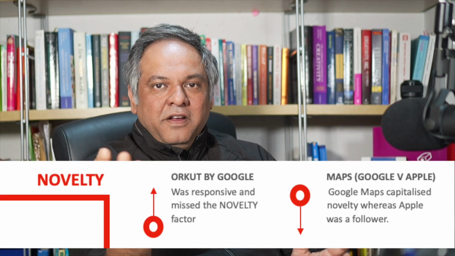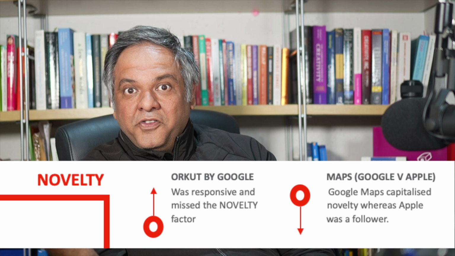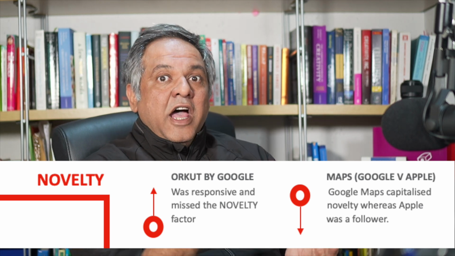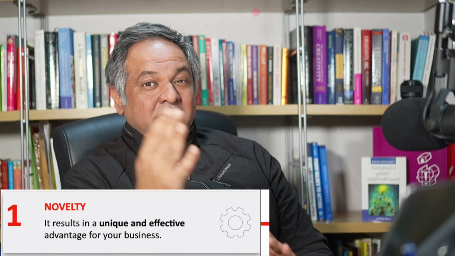Now, let's take an example. Google came up with a product called Orkut, and there was nothing novel about it at that time. Facebook was already in operation. But Google Maps, on the other end, was a novel invention. And when Apple came up with Maps, it was not novel, so it bombed. So the first element, and a very essential element to tell whether something's innovative or not, is this thing called novelty.